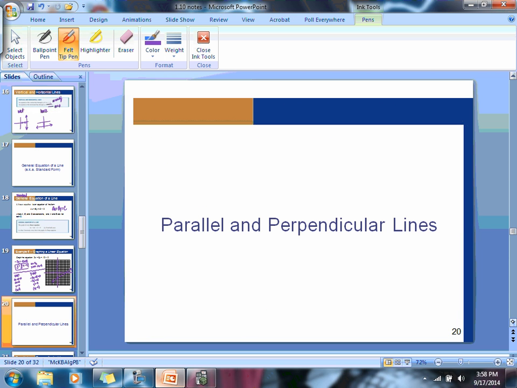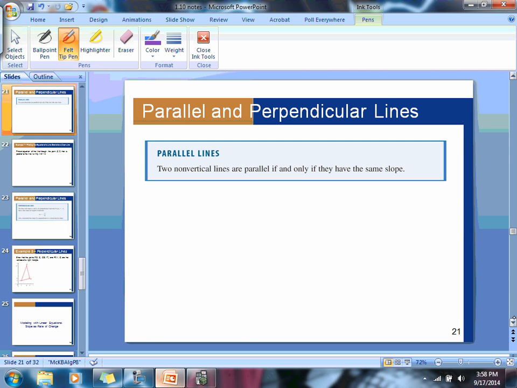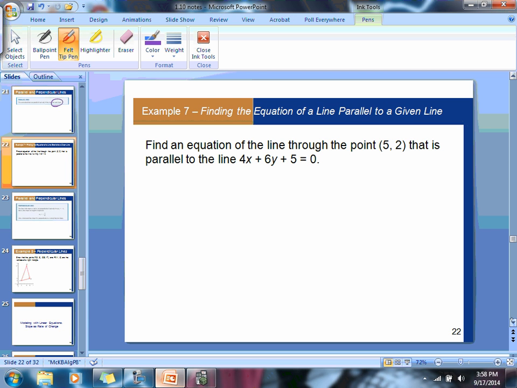Okay, parallel and perpendicular lines. Remember, parallel lines have to have the same slope. That's what makes them parallel. That's what makes them not touch. So for example 7, we're going to find the equation of the line that goes through this point and is parallel to that line.